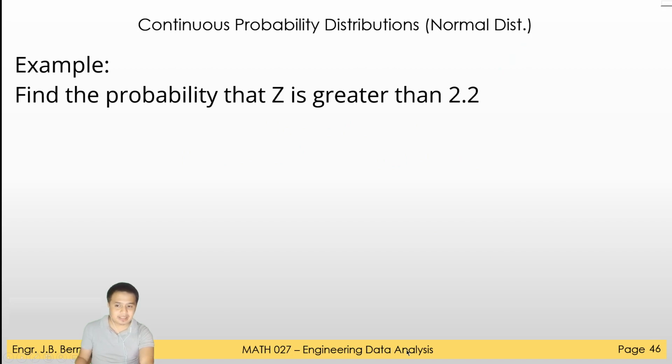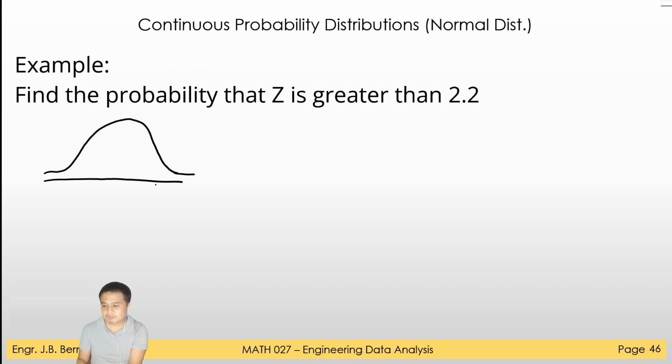Okay, so let's have an example now. Find the probability that z is greater than 2.2. So what does that mean? If you have a z-score of 2.2, what is the probability that z is greater than that? This is the standard normal distribution, since the only given is z and you have 2.2.